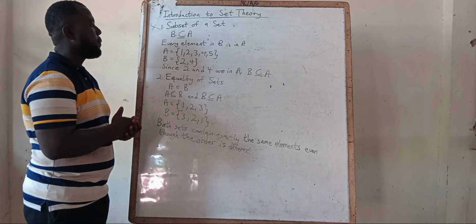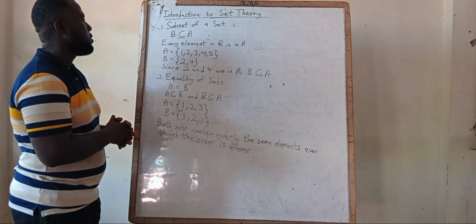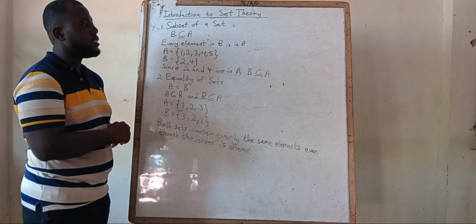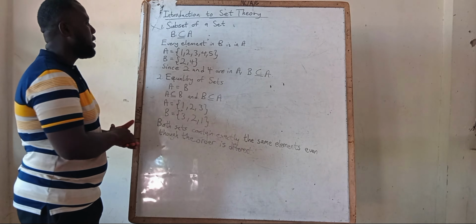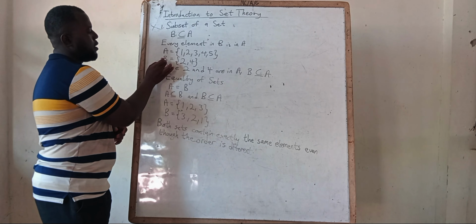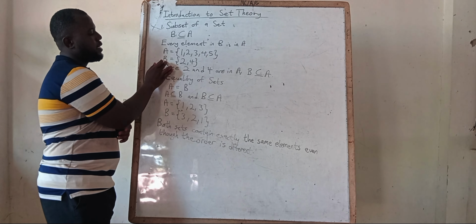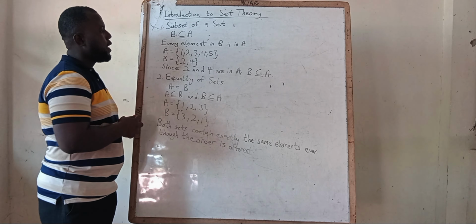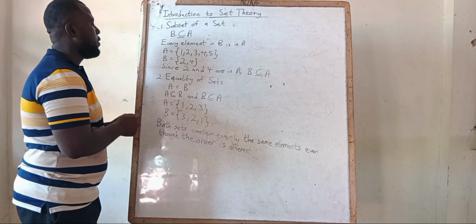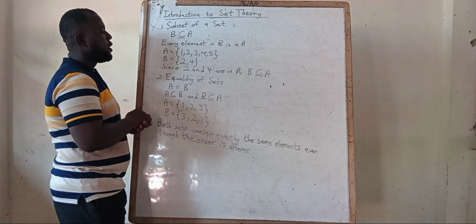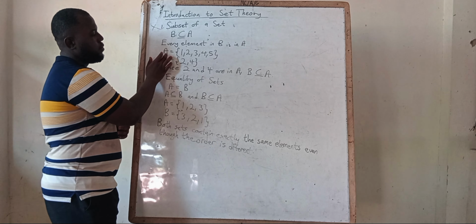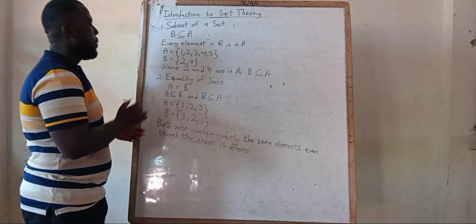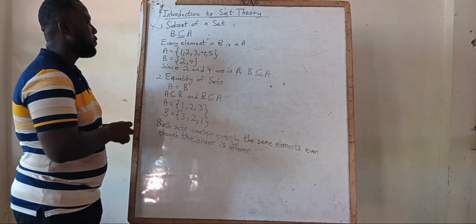We are saying B is a subset of A, which means that every element in B is in A. Taking the elements in set B, we have 2 and 4. To say B is a subset of A, we should have 2 and 4 in A. When you check A, we also have 2 and 4. So hence we can say B is a subset of A.